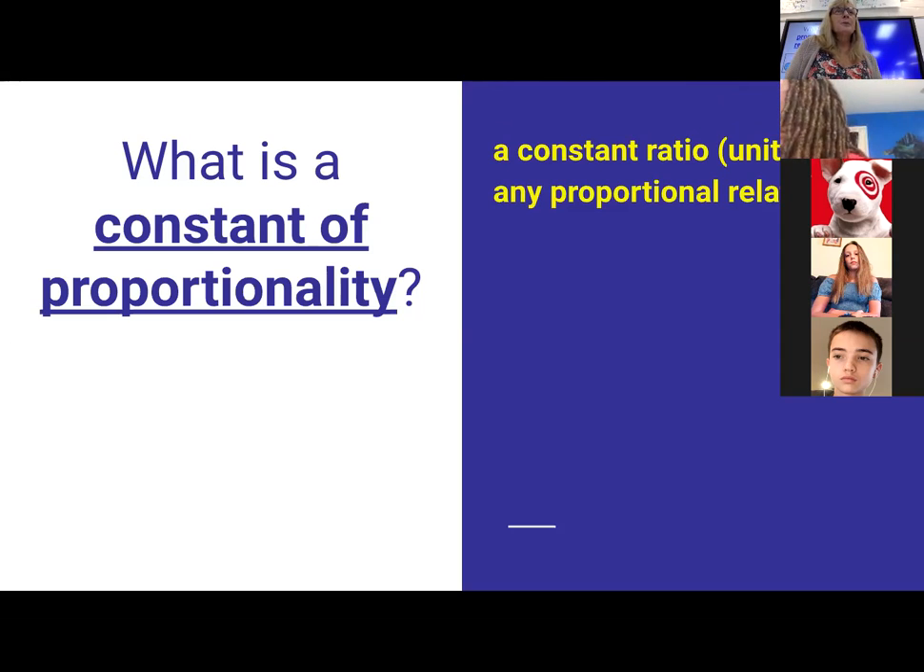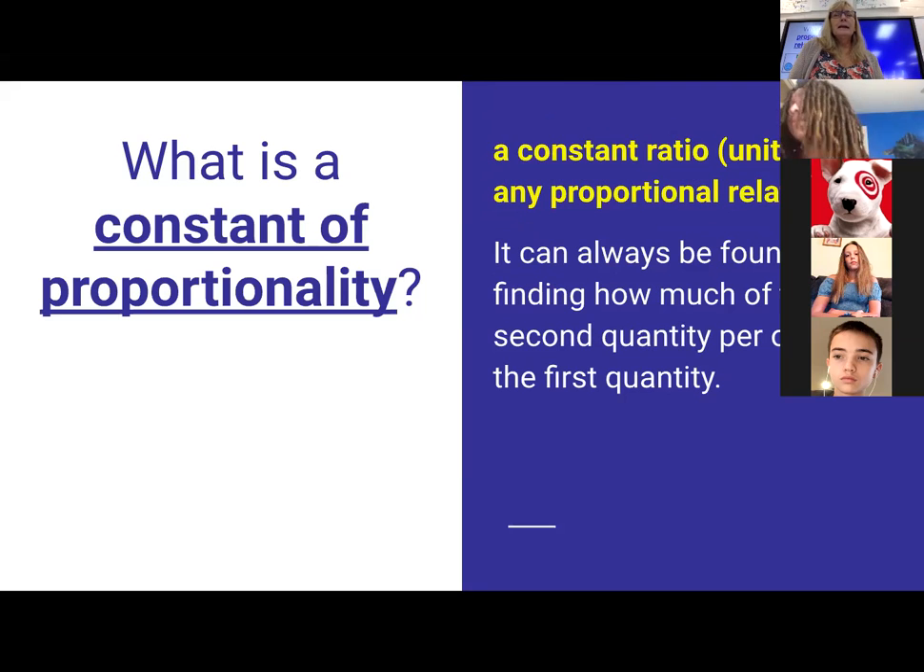Okay, that 3 people being served by 1 cup of rice is a unit rate. 1 cup of rice serves 3 people. So that constant is going to be 3 in that case, because if I have 2 cups of rice, I'm going to multiply 2 times 3 to get 6 people that it will feed. It can always be found by finding how much of the second quantity per one of the first quantity.